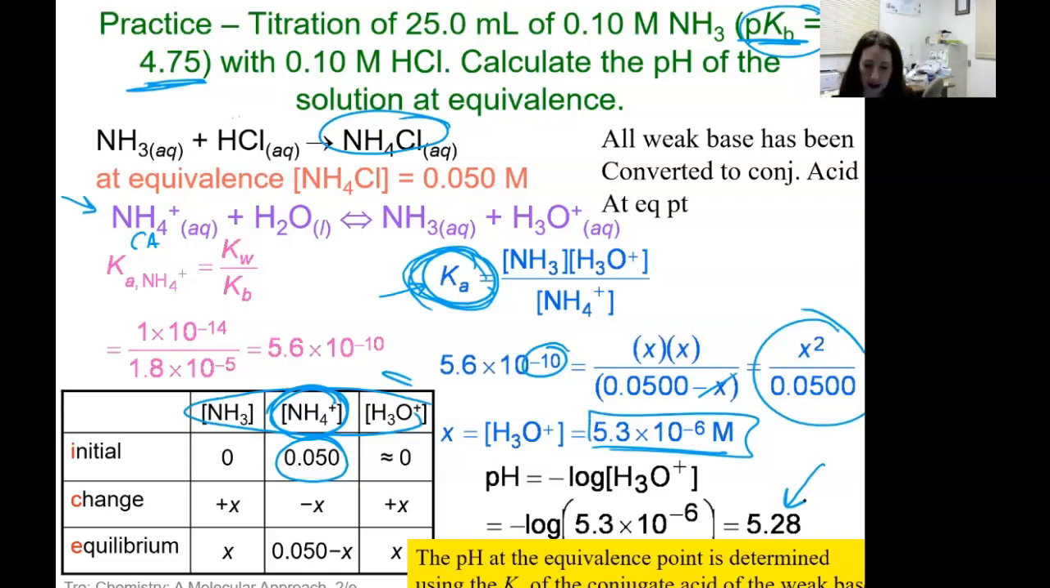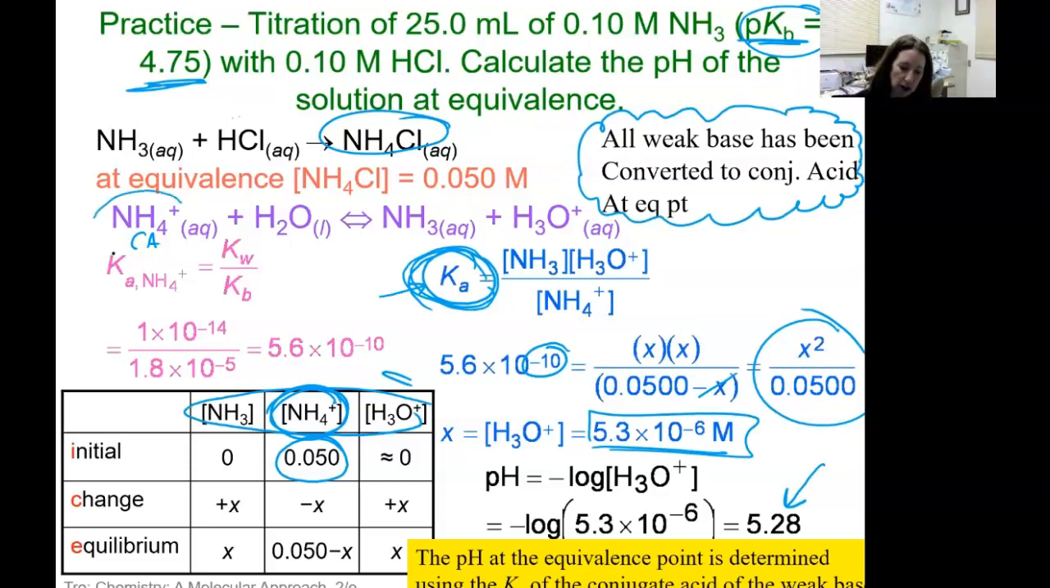Okay, and again, this is the conceptual thing. At the equivalence point, all of the weak base has been converted to the conjugate acid. And so all we have now is conjugate acid sitting in water. Okay, any questions on this one so far? Because of course, we can't be done yet because this was just at the equivalence point.